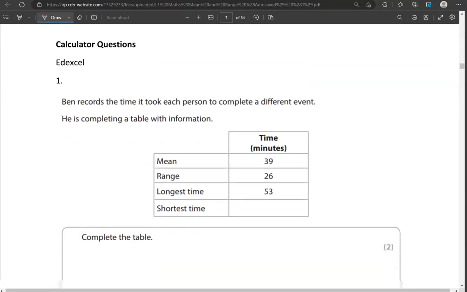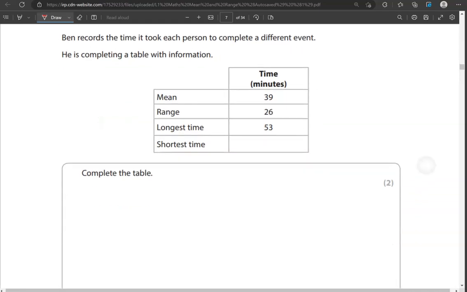We now move into the calculator questions. Ben records the time it took each person to complete a different event. He is completing a table with information. Complete the table. So we've got time in minutes, so mean is 39, range is 26, longest time 53, shortest time is unknown, so we need to work it out.